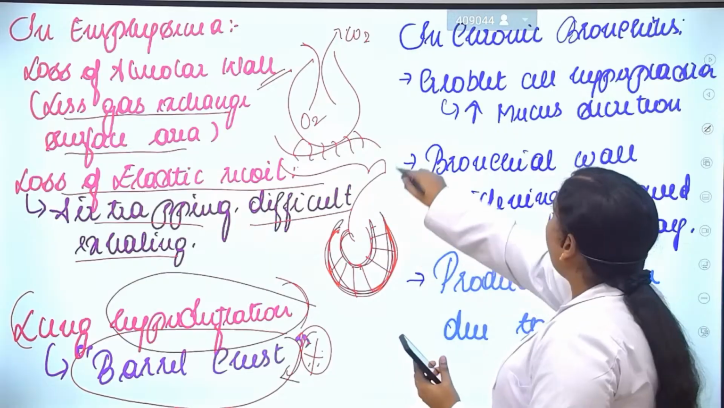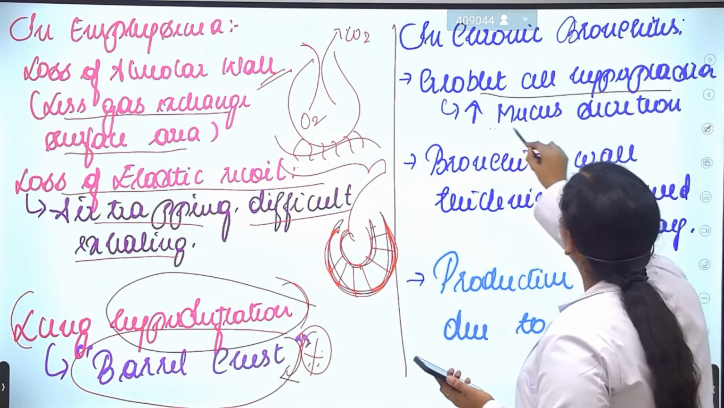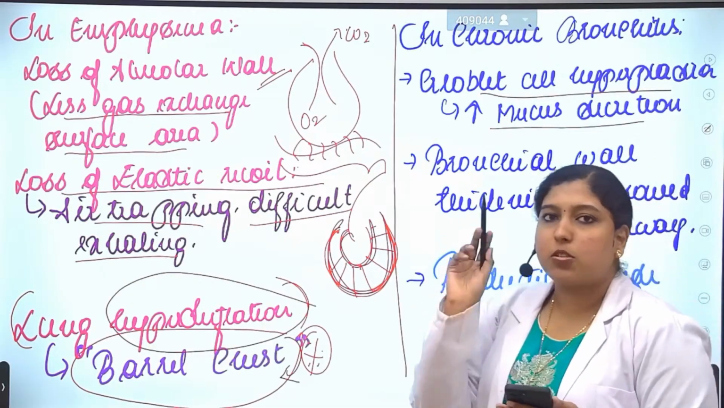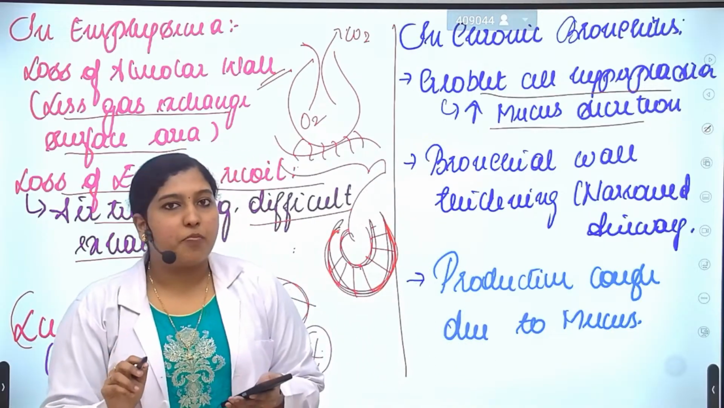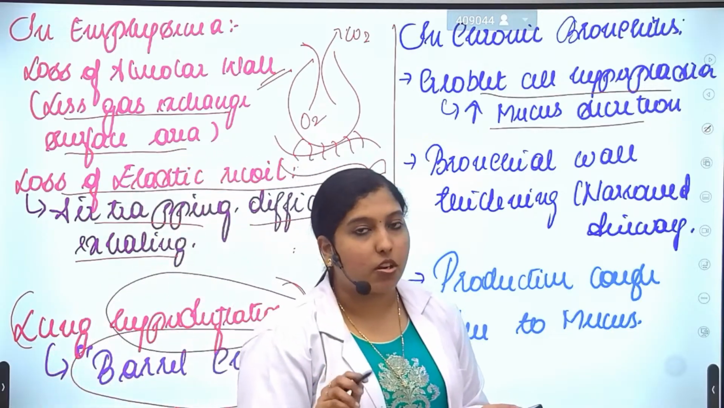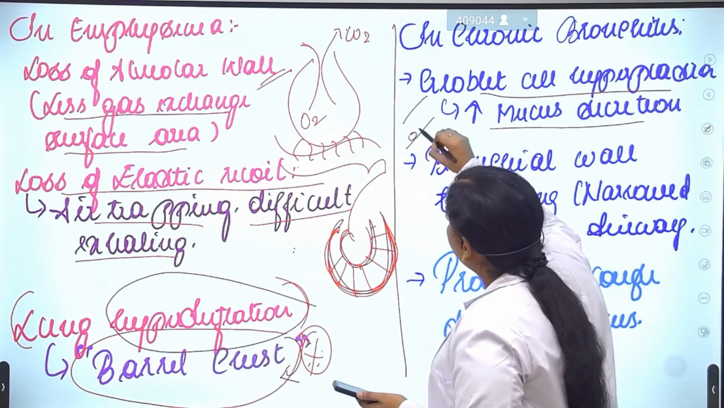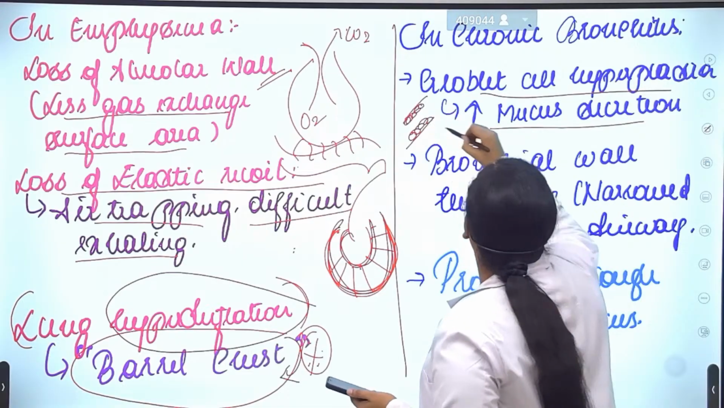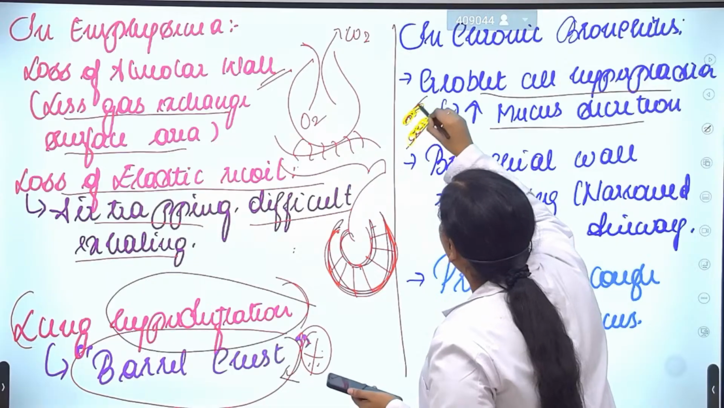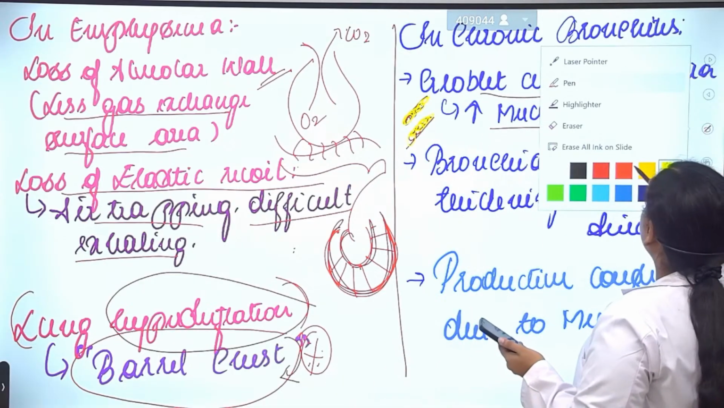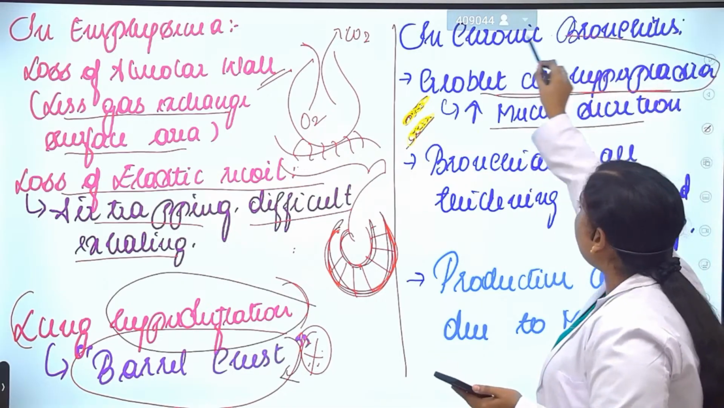On the other hand, when you come back to chronic bronchitis, it is goblet cell hyperplasia. The foremost important thing you have to notice is that in emphysema, the problem is in the recoil and there is hyperinflation. But in chronic bronchitis, the airway is obstructed because of the excessive mucus production. Why is this excessive mucus production happening? It is happening because of the goblet cell hyperplasia.